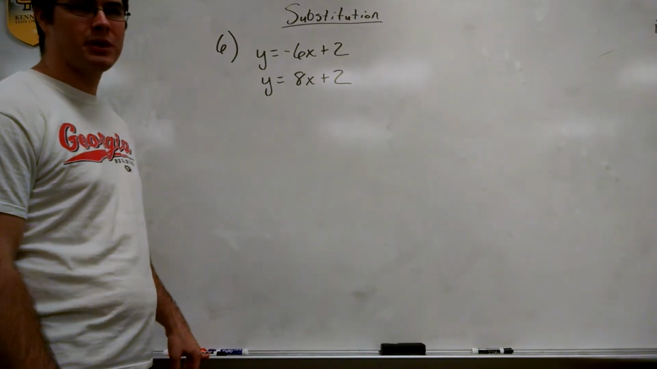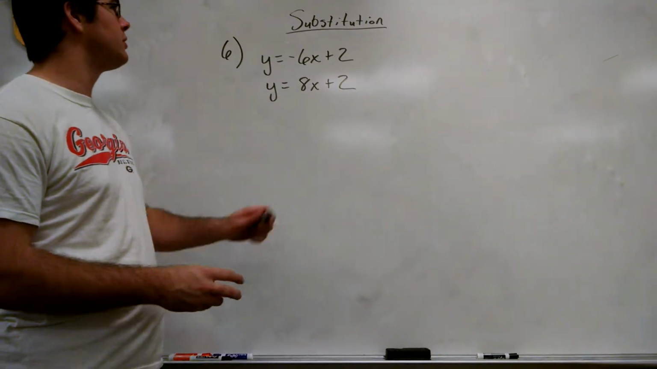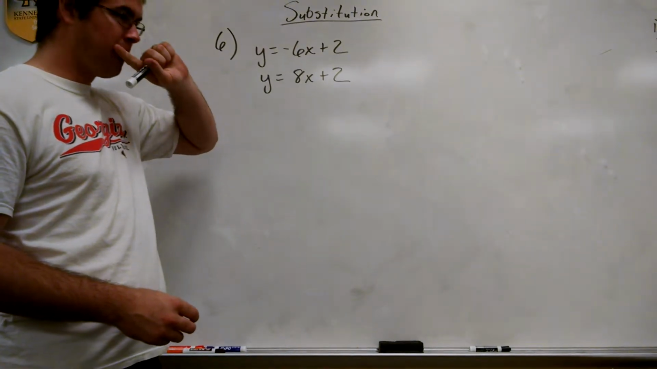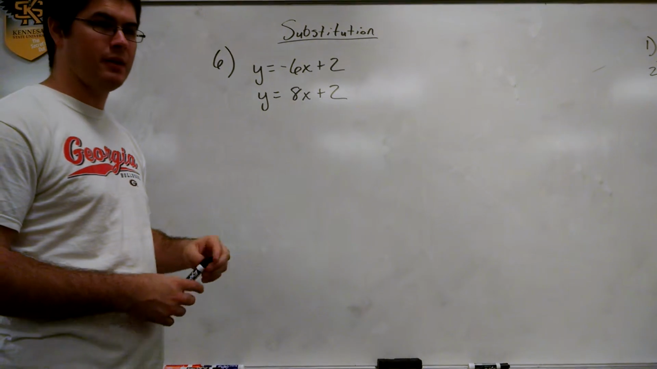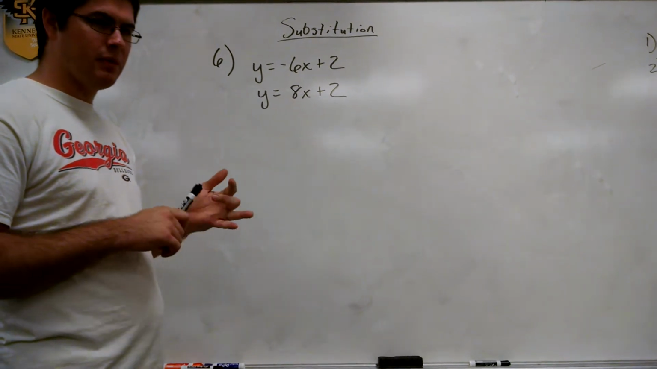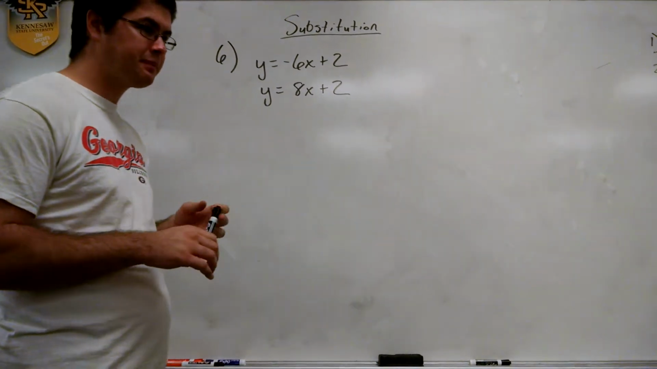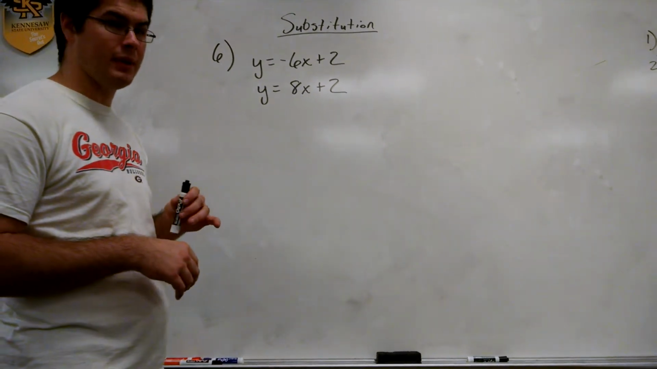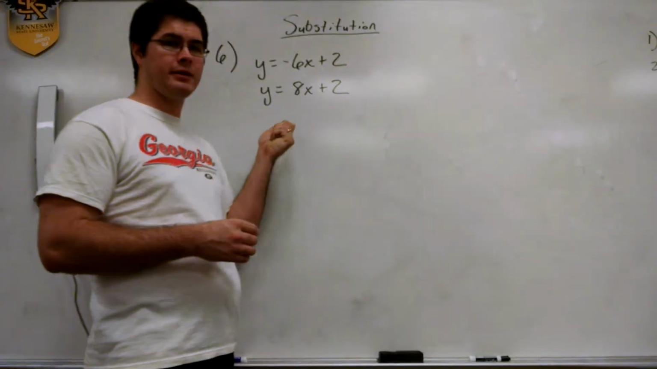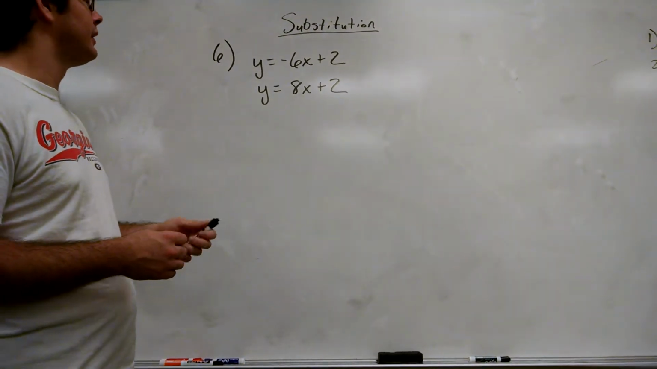This time, we're doing number 6 on the review, and we're going to use substitution. On the test, you do not have to use any specific method. You don't have to use elimination if you don't want. You don't have to use substitution if you don't want. And you don't have to use graphing if you don't want. But it is good to know how to do it different ways. So let's go ahead and look at this, and let's use substitution.